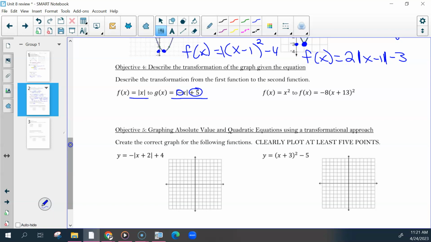Say it again. I can't hear you. What were you starting to say? It is a reflection. It's on the inside, so that means it's a horizontal reflection.